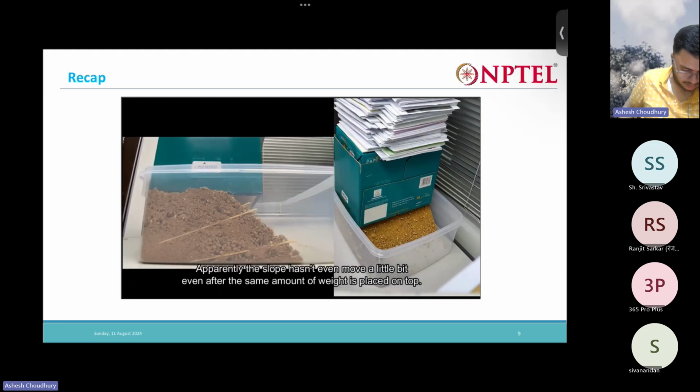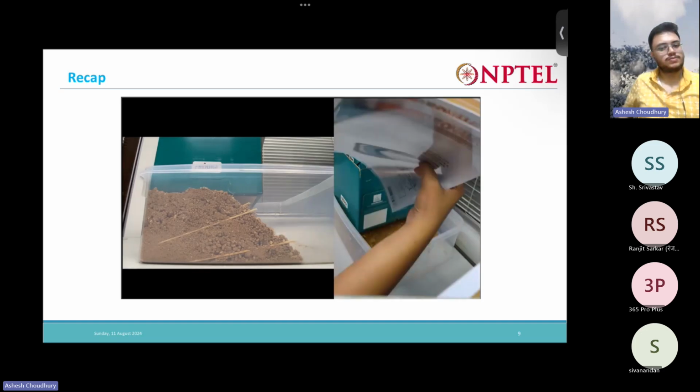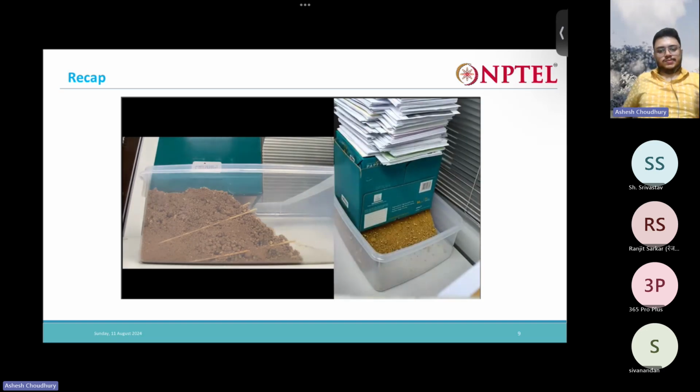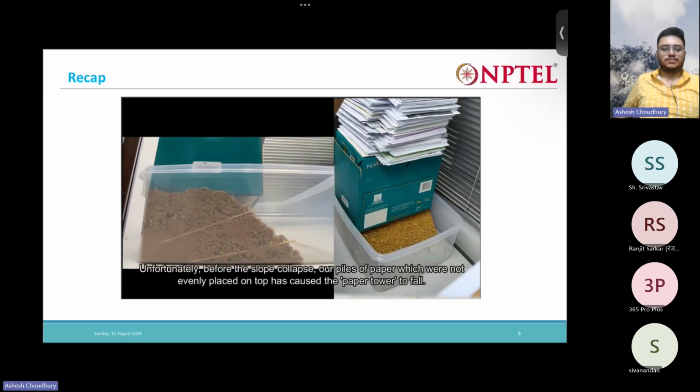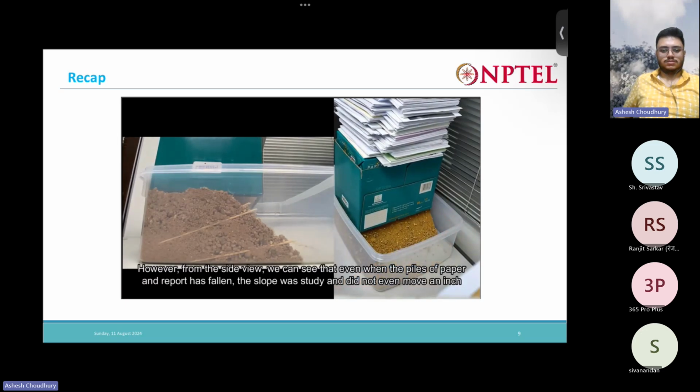Apparently, the slope hasn't even moved a little bit even after the same amount of weight is placed on top. Therefore, we try to put more weight on top and see how much weight it can sustain before it fails. Unfortunately, before the slope collapsed, our piles of paper, which were not evenly placed on top, caused the paper tower to fall. However, from the side view, we can see that even when the piles of paper and report have fallen, the slope was sturdy and does not even move an inch.